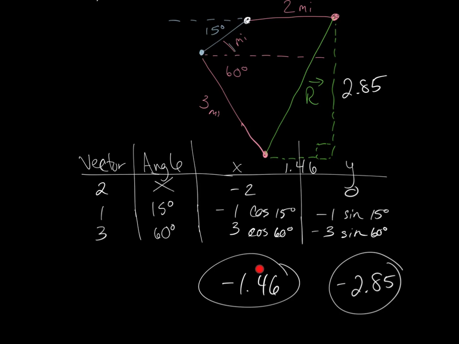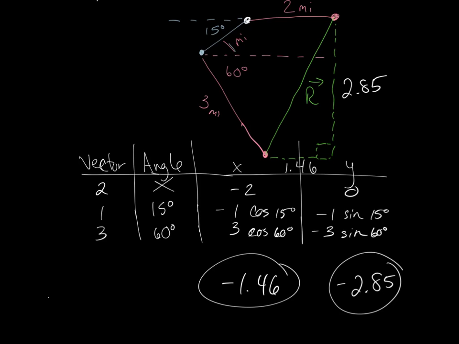So now the question though is this. What is the overall displacement? How do you find r? What do you use? Pythagorean theorem. 1.46 squared plus 2.85 squared equals r squared. We're looking at this green triangle right here. 1.46 squared plus 2.85 squared equals r squared. And then the last part I'll talk about in a moment. I'll give you a second to do that.